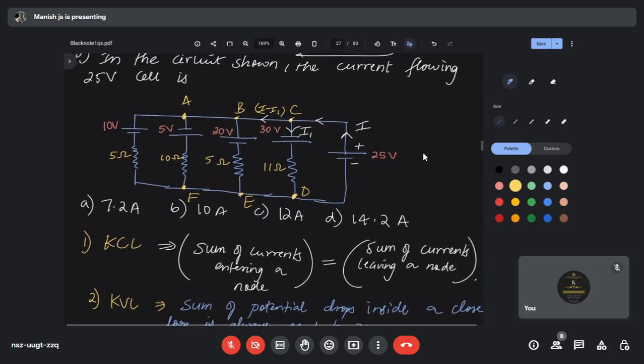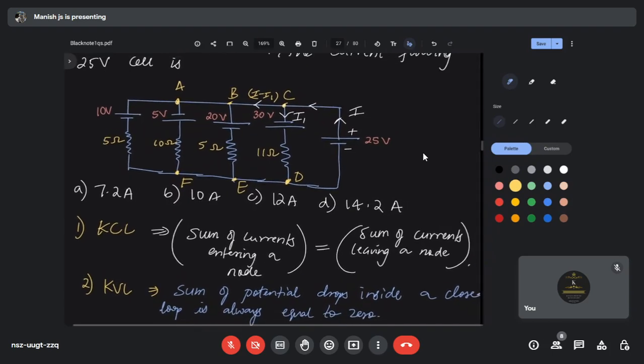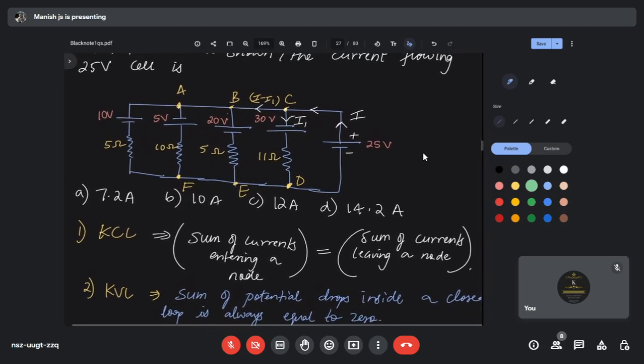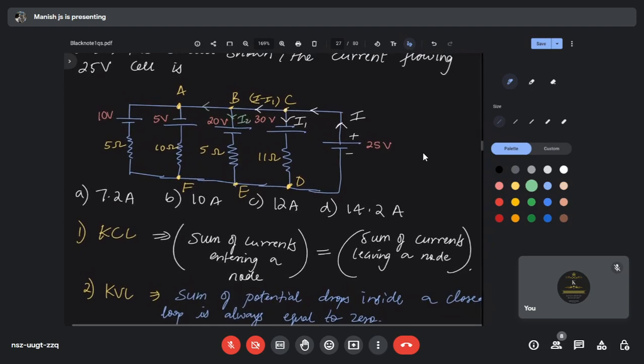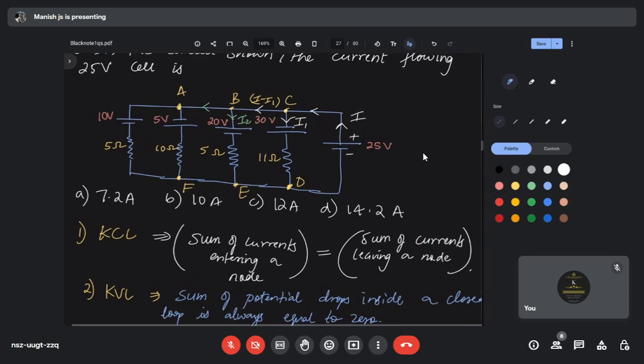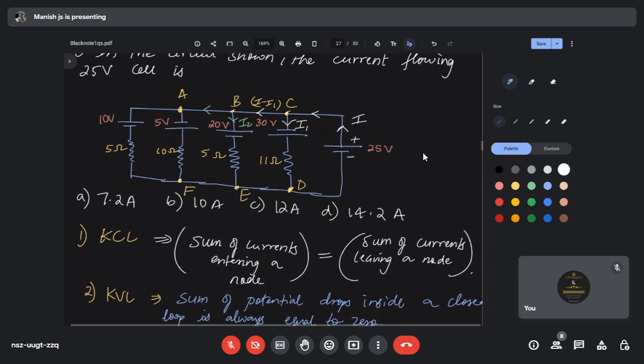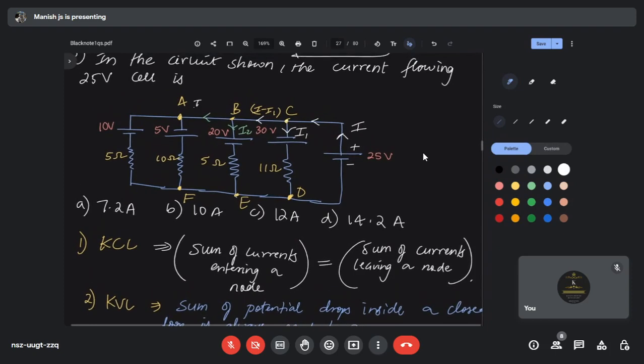So say out of I minus I1, some amount of current is flowing here. Let us take that as I2. So taking this current as I2, what would this current be now? The balance current I minus I2 minus I1, that is, I minus I1 minus I2. Yes. So you keep showing all the branching currents, and out of this, say I3 is flowing here.